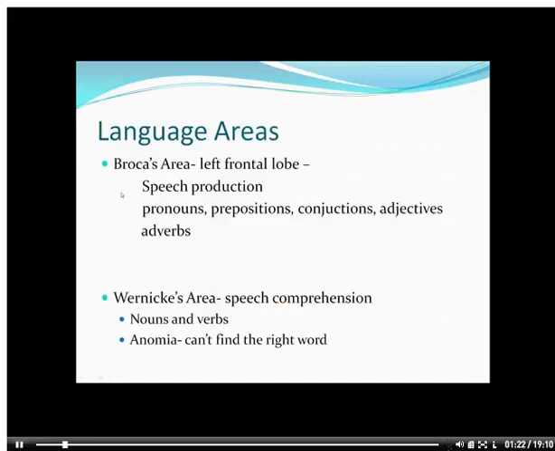Okay, so the two main language areas that I want to teach you about are Broca's area, which is in the left frontal lobe. Broca's area is more for speech production. So we're going to see the story of this guy. Well, it's not really a story. It's just some background information about this guy named Ta or Tan. And I believe his story is in your textbook as well. Some textbooks will call him Ta and some will call him Tan. All he could say was Ta or Tan, and that's why they named him that.